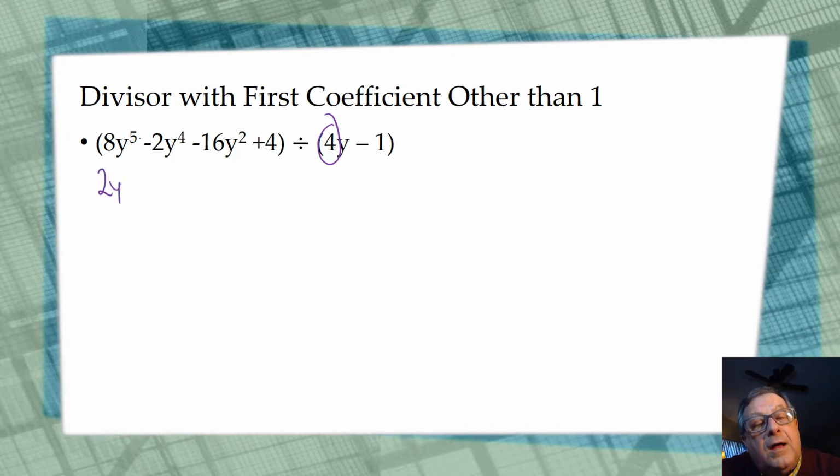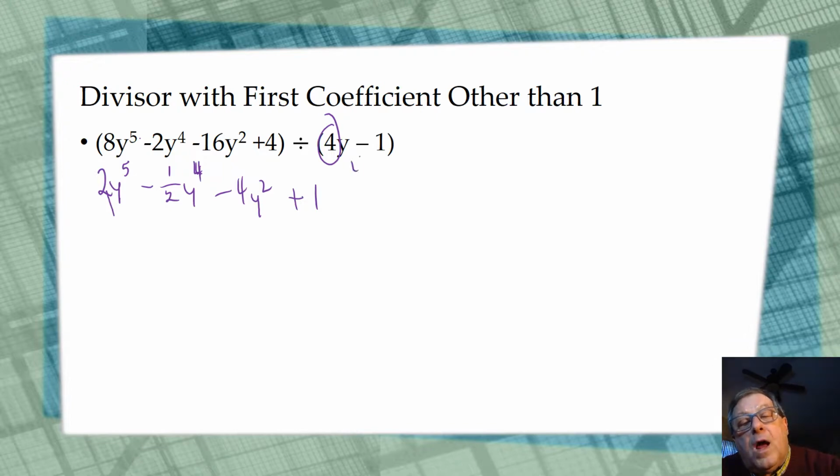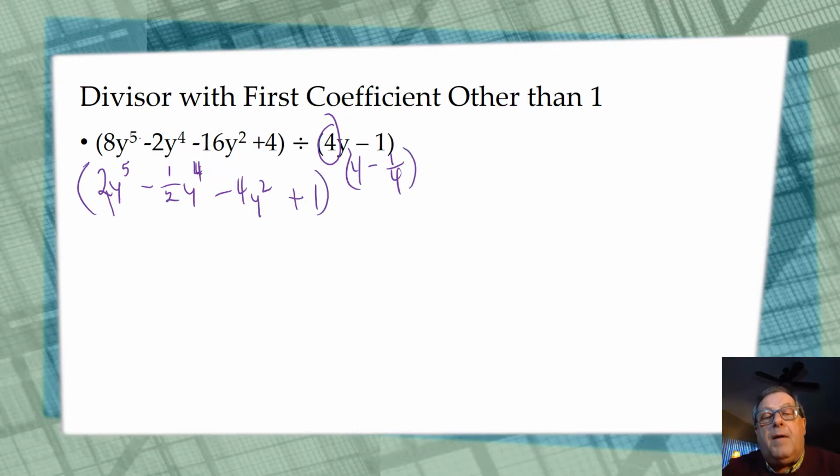That's going to be 2y to the 5th. And then negative 2 divided by 4 is negative 1/2 y to the 4th. Negative 16y squared. Negative 16 divided by 4 is negative 4y squared. I got 2 missing exponents. I don't have a y to the 1st either. And then 4 divided by 4 is 1. And then here we got y minus 1/4. All right, so we got y minus 1/4.